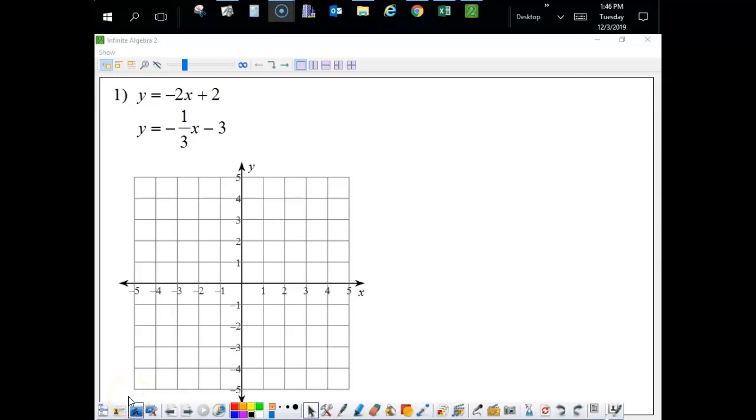So this one's all about systems of equations, and there are 3 ways to solve a system of equations, okay? The first way we're going to talk about is graphing. The other ones are substitution and elimination. And that's all we're doing today, just reviewing systems of equations.